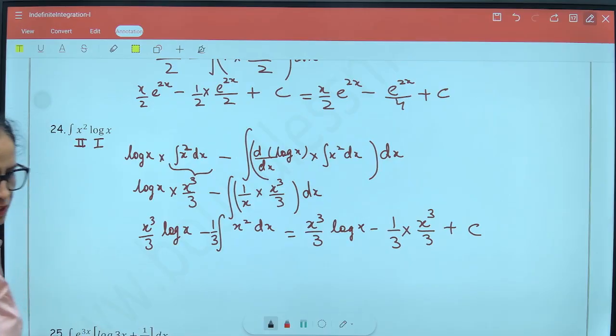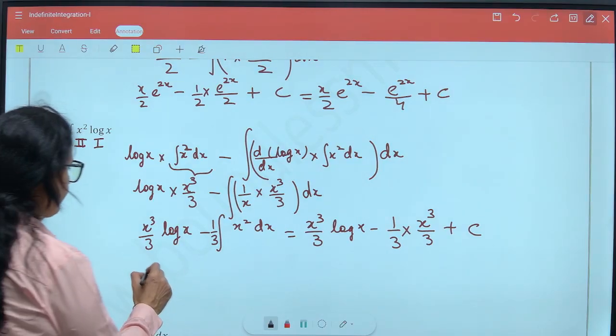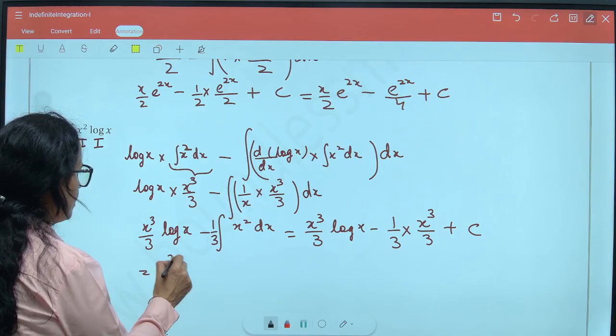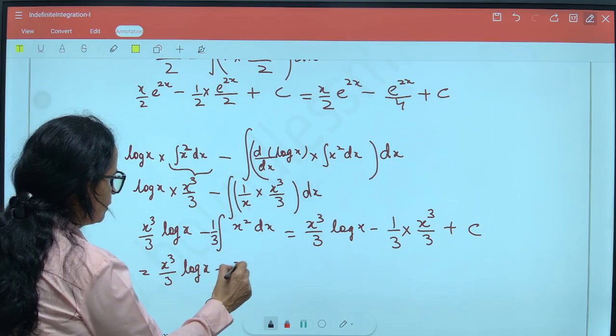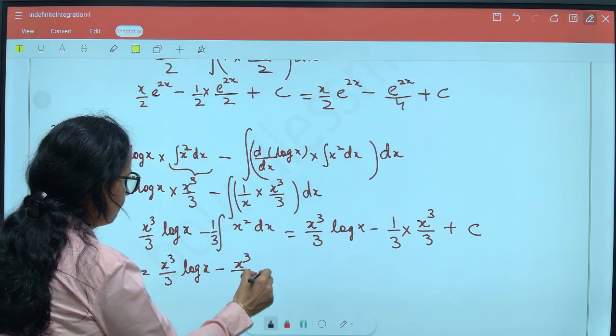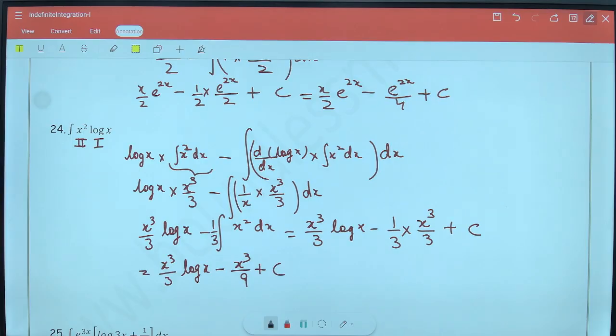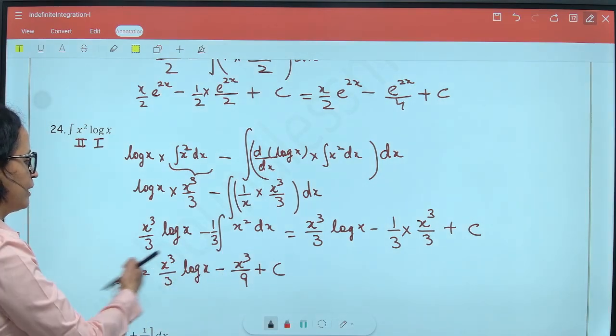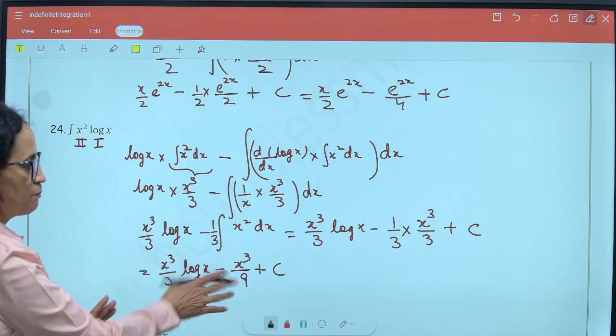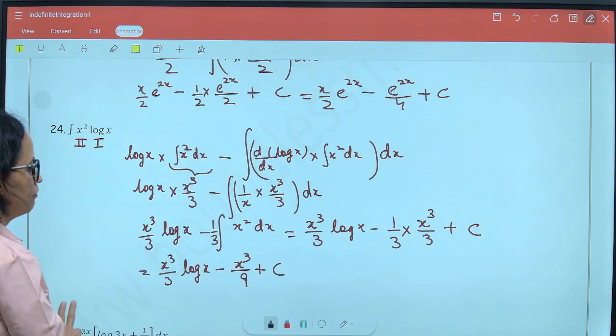So my final answer is going to be x cube by 3 log x minus x cube by 9 plus c. Fine? So this is my final answer. If you want, you can take x cube by 3 common out and then simplify it further also, but you can leave it here also.